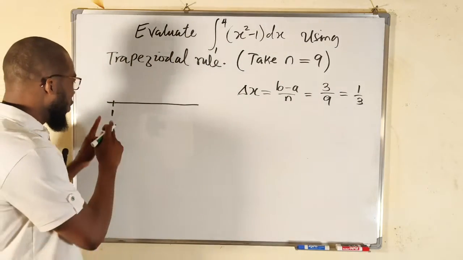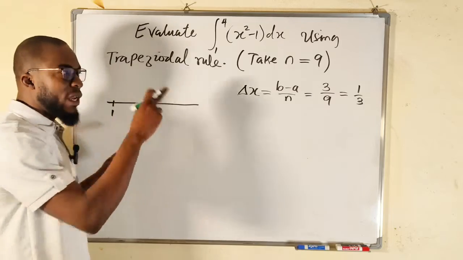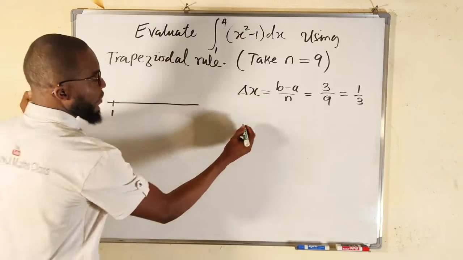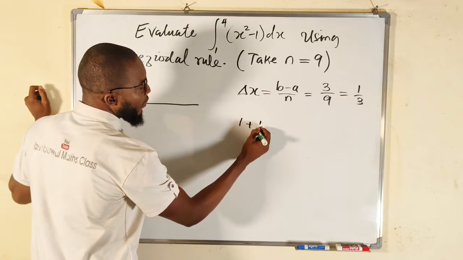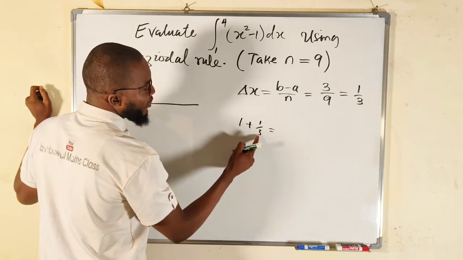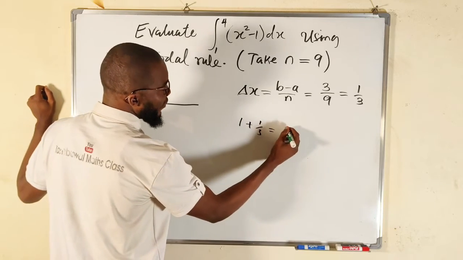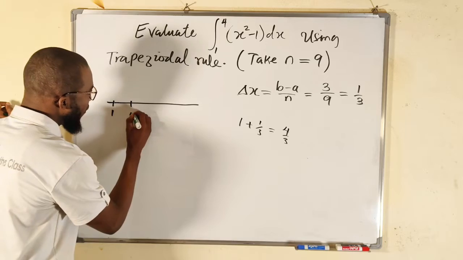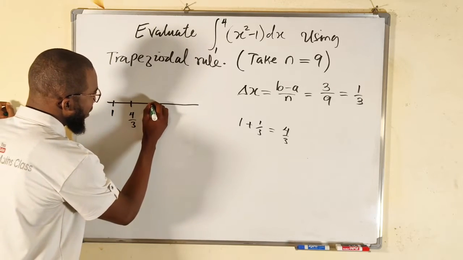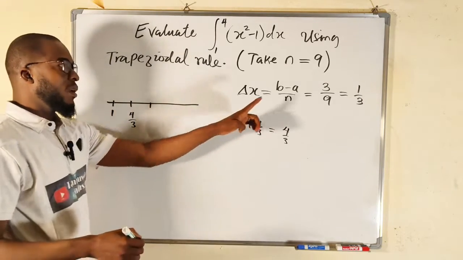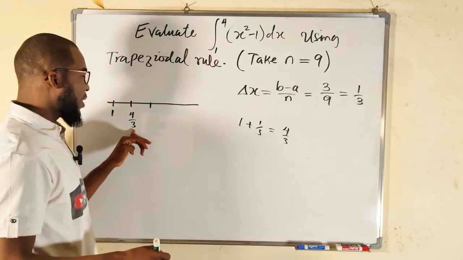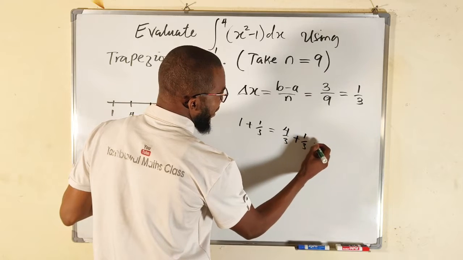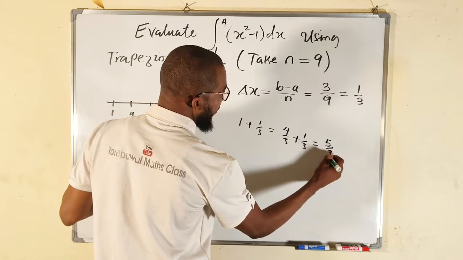So how do we do that? We take 1, we add 1 over 3 in order to get the next one. And what is 1 plus 1 over 3? This will give us 3 times 1 is 3, plus 1 is 4, so 4 over 3. Then the next one, you take 1 over 3, you add it to 4 over 3. We're still going to add 1 over 3 here. So this will give us 5 over 3.